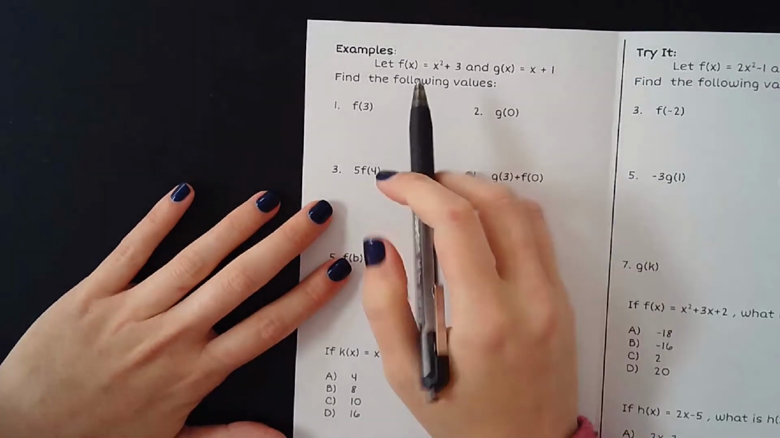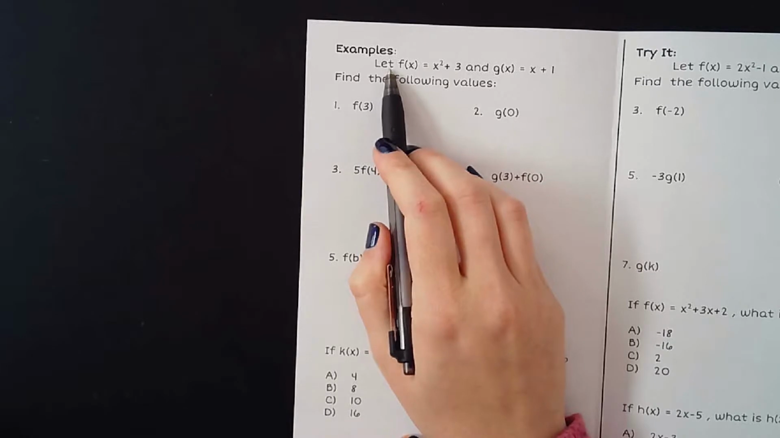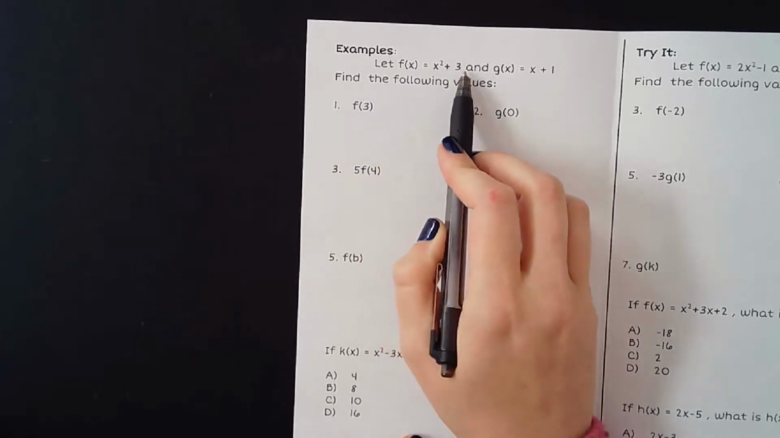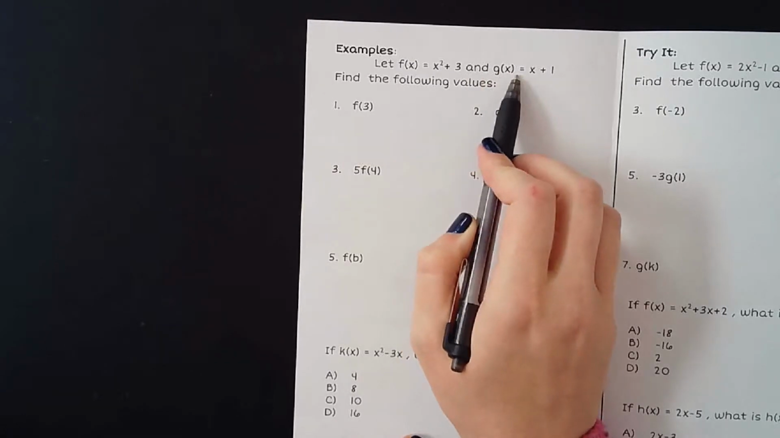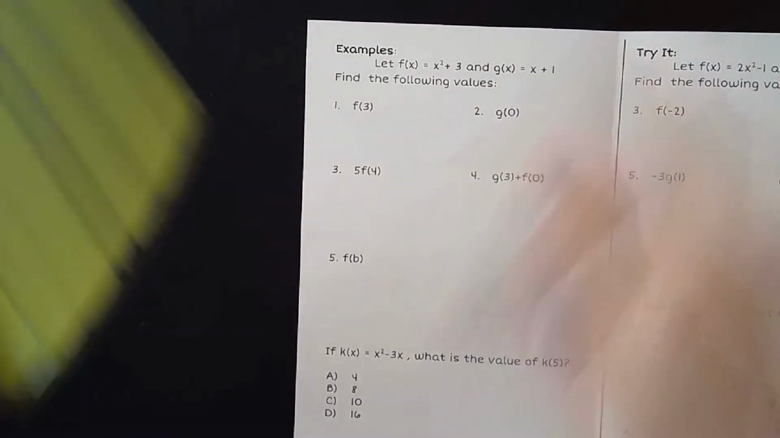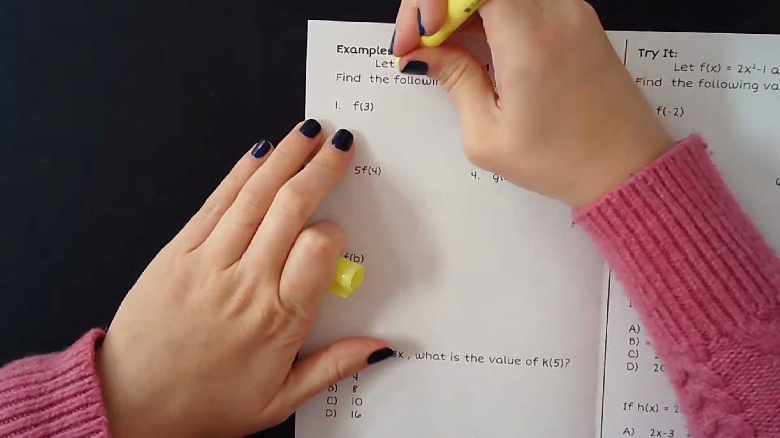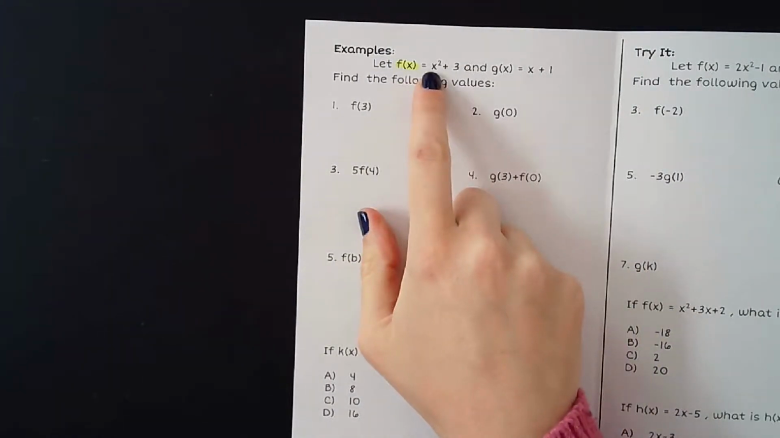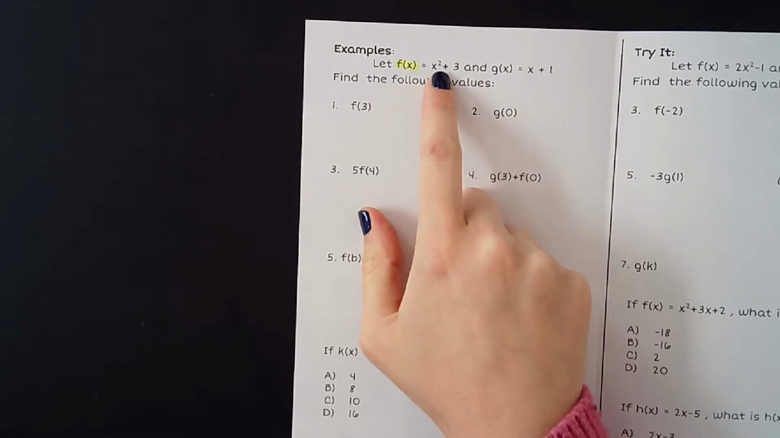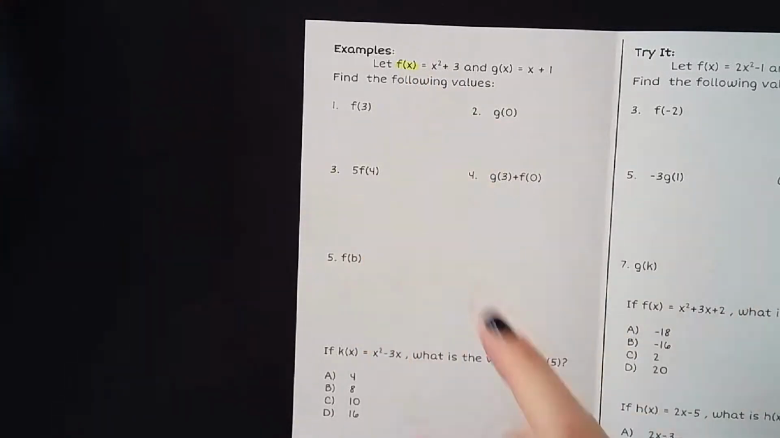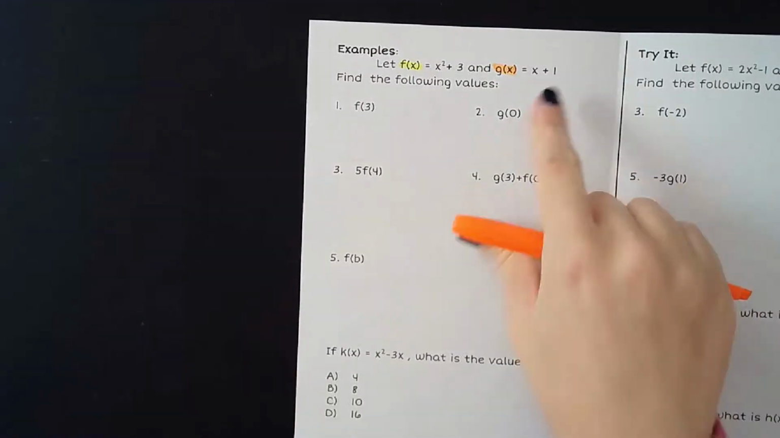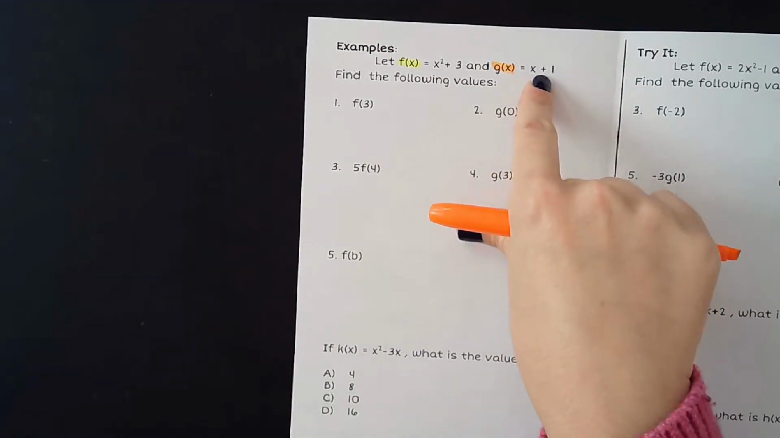So we have two functions here. They ask us to let f of x equal x squared plus 3 and let g of x equal x plus 1. So we have two functions that are doing two different things. In my f of x function, I'm squaring my input and then adding 3. And in the g of x function, I'm taking my input and adding 1.